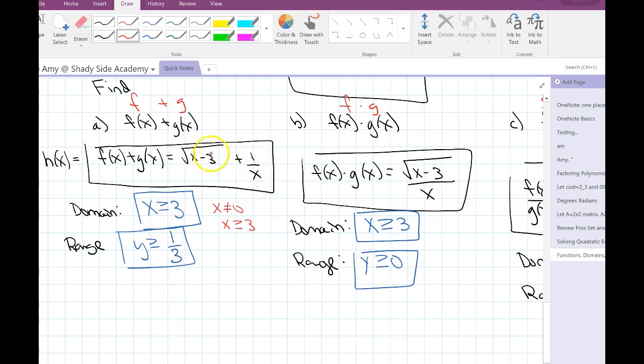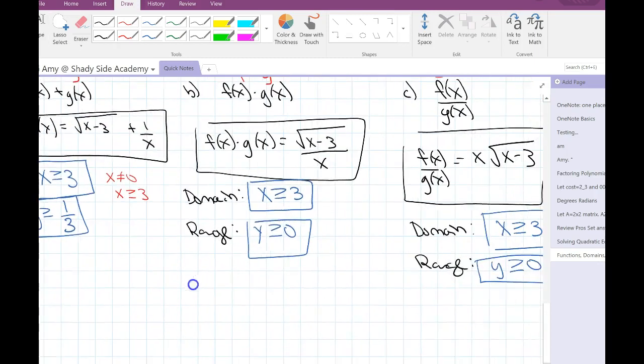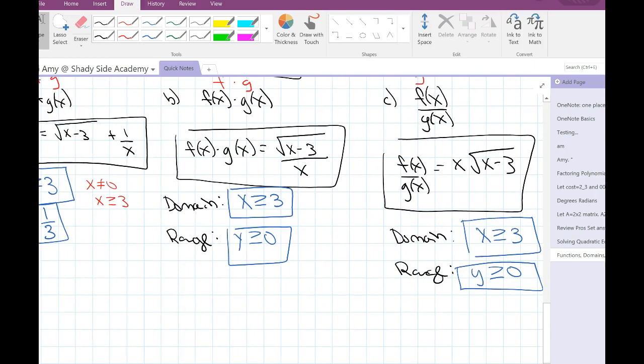If I were to ask you, as x gets bigger, who overpowers the other one? Yeah, this one overpowers this one. So when x equals 3, this whole expression equals a third, but as x gets bigger and bigger, y just increases from there. I love this one. This was really fun too.